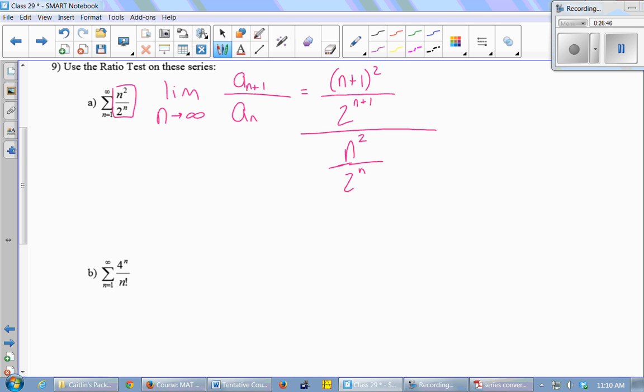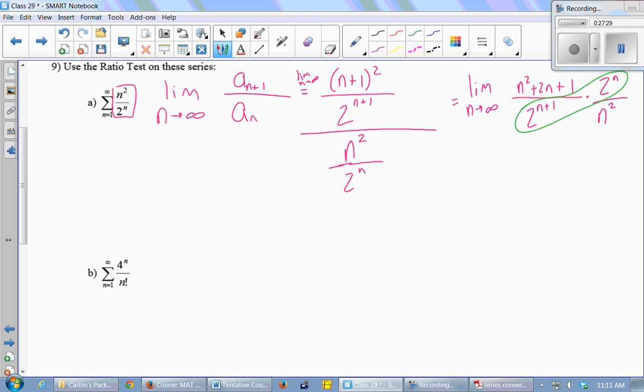And I forgot to write limit. Limit as n goes to infinity of that. All right, so this is the limit as n goes to infinity. I'm going to square that thing, and I get n squared plus 2n plus 1 over 2 to the n plus 1. And then I'm going to take this fraction that I'm dividing by and flip and multiply. So this becomes times 2 to the n over n squared. I want you to look at these two guys.